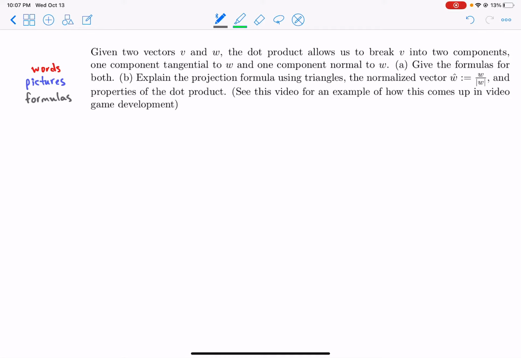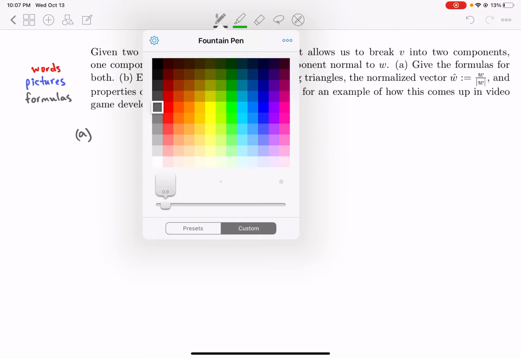Okay, given two vectors, v and w, the dot product breaks them into two pieces, a component tangential to w and a component normal to w. So give formulas for both. Okay, so actually before the formulas, we'll need a picture.